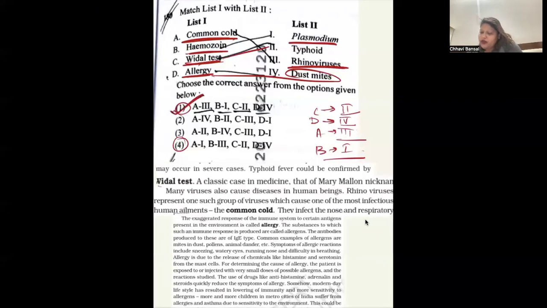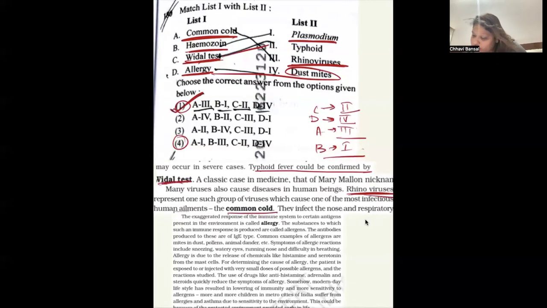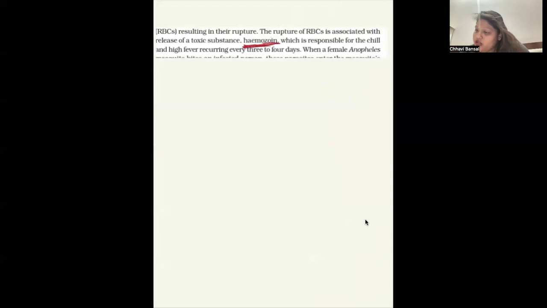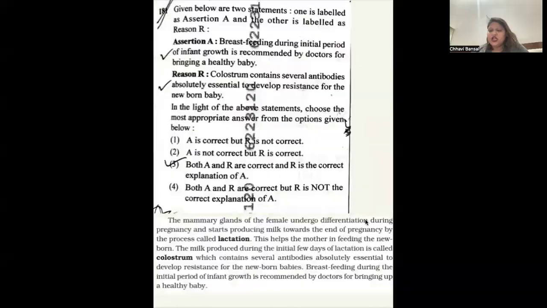Right? We can also read it from here. The typhoid fever can be confirmed by the Widal test, right? And the common cold is caused by rhinoviruses, right? So these 2 options are correct. Allergy, we know, though it's given here, but we know it's due to dust mites, and hemozoin is present in the Plasmodium protozoa. Okay, hemozoin. See, this is the life cycle of Plasmodium vivax. In that, hemozoin is the toxic substance which is released due to the rupture of RBCs. Okay, so this is Plasmodium. Clear? The next question we are going to do is again assertion reason based.